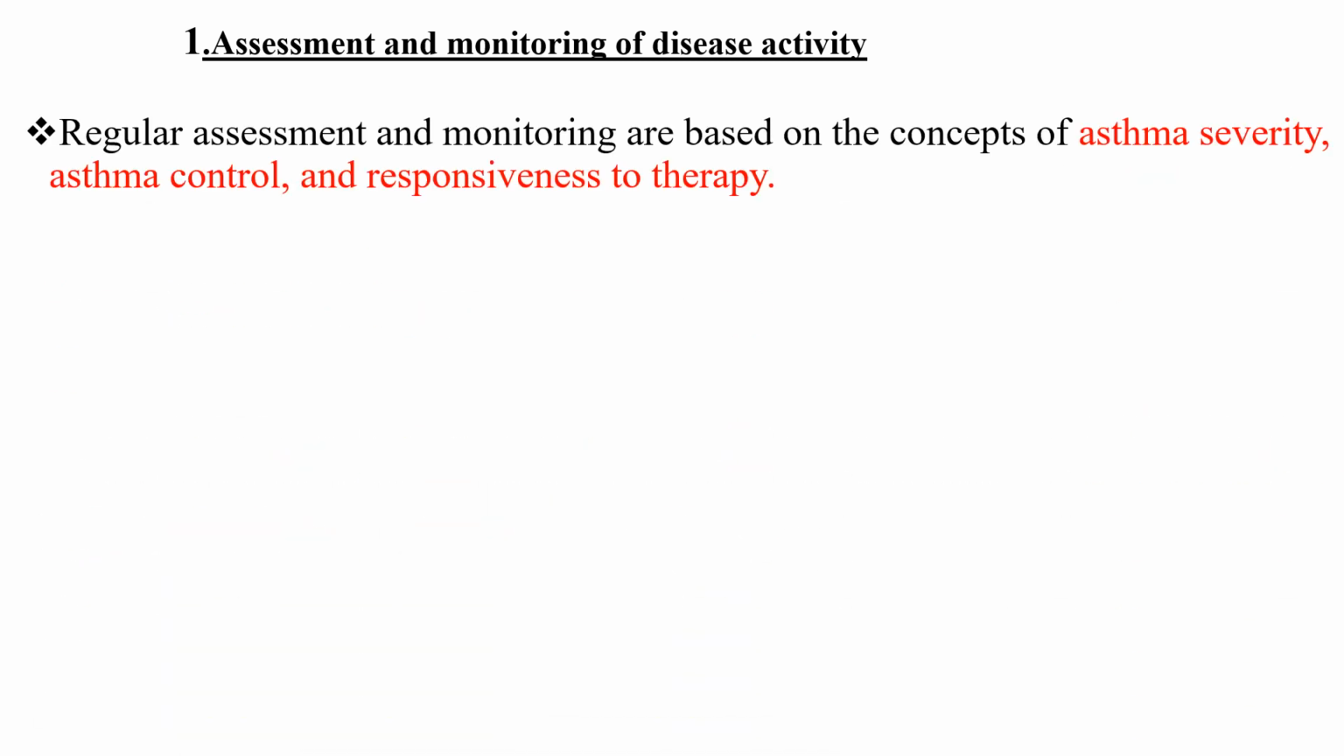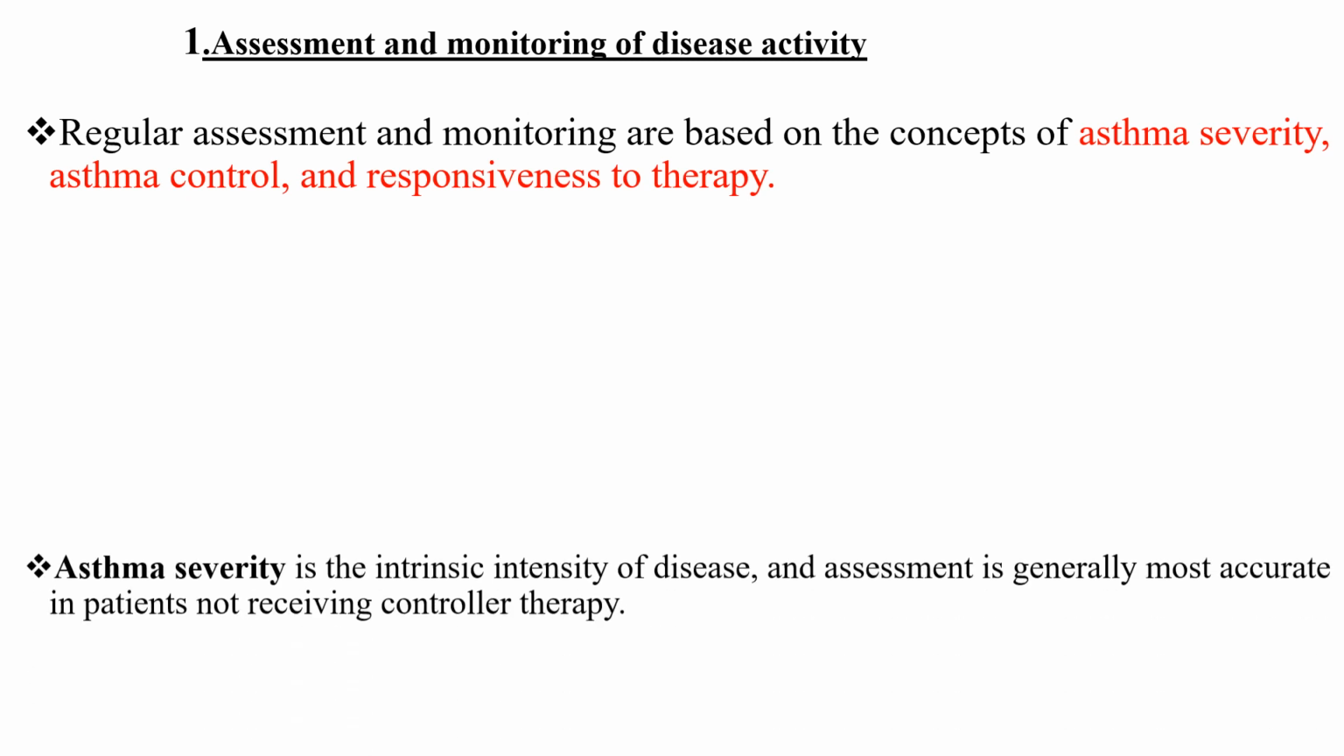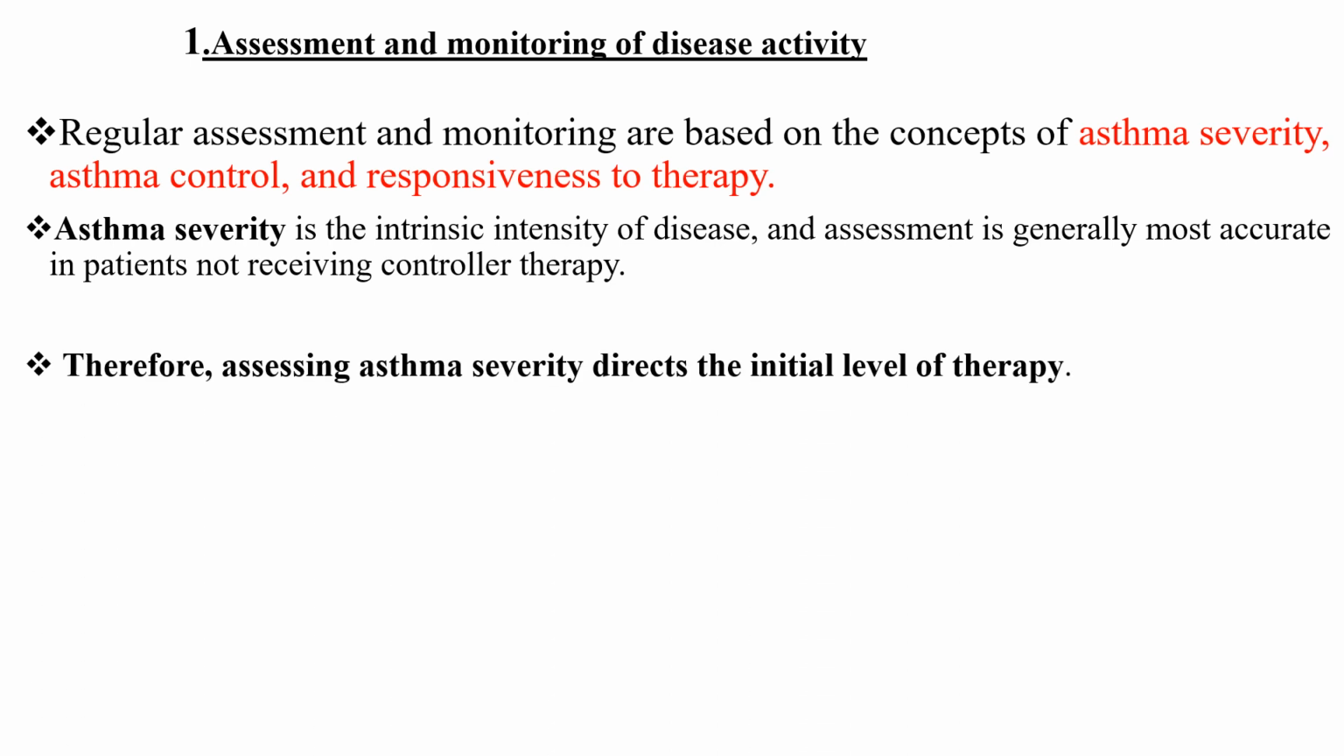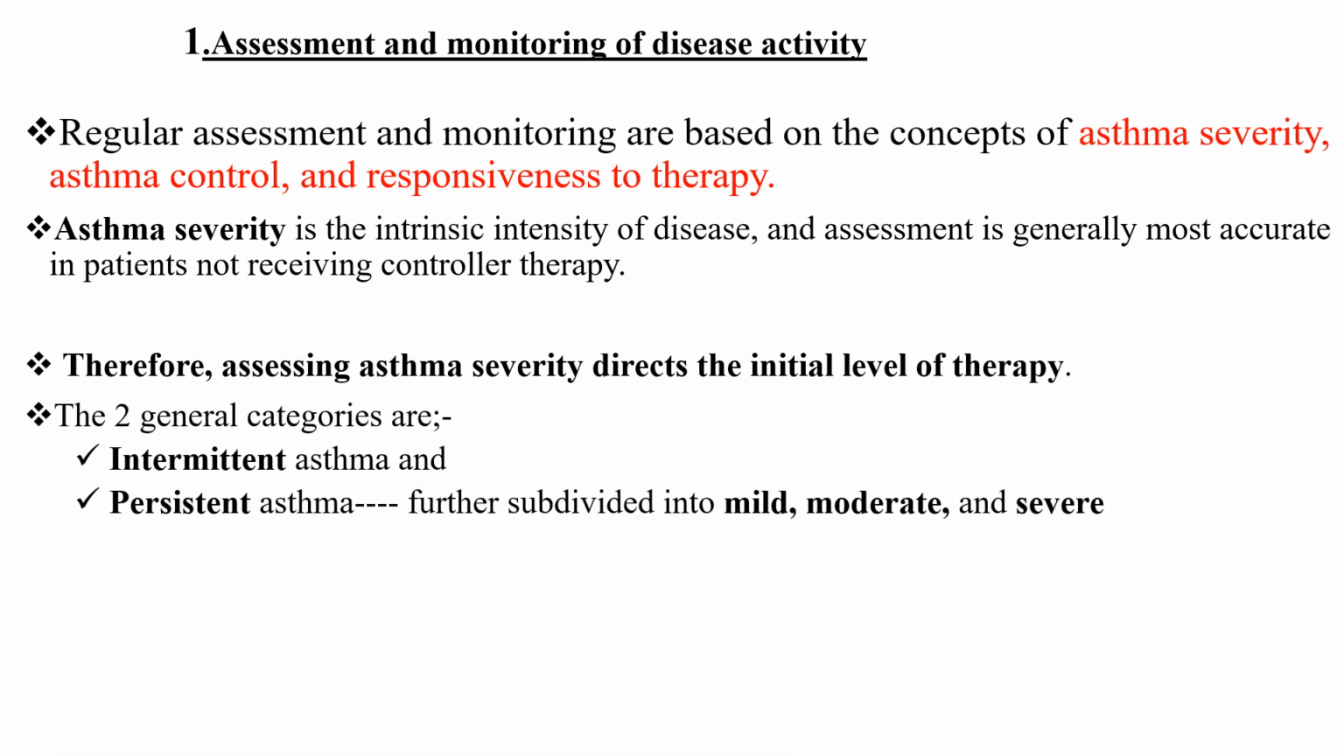When we see assessment and monitoring of disease activity, regular assessment and monitoring are based on the concepts of asthma severity, asthma control, and responsiveness to therapy. Asthma severity is the intrinsic intensity of disease, and assessment is generally most accurate in patients not receiving controller therapy. Therefore, assessing asthma severity directs the initial level of treatment. The two general categories are intermittent asthma and persistent asthma. Persistent asthma is further divided into mild, moderate, and severe persistent asthma.